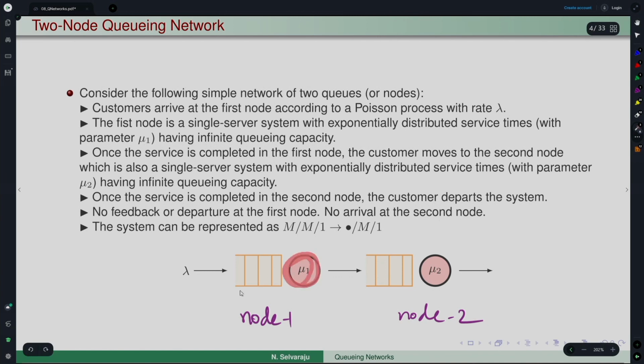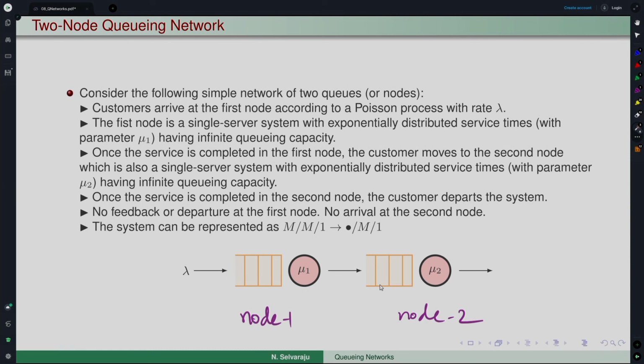Now, once the service is completed in the first node, the customer moves to the second node, which is also a single server system with exponentially distributed service time with parameter mu2. Again the queuing capacity here is infinite, and the queuing discipline is FCFS. After completing the service at the second node, the customer will leave the system. So, no feedback happens, either after the first stage or after the second stage.